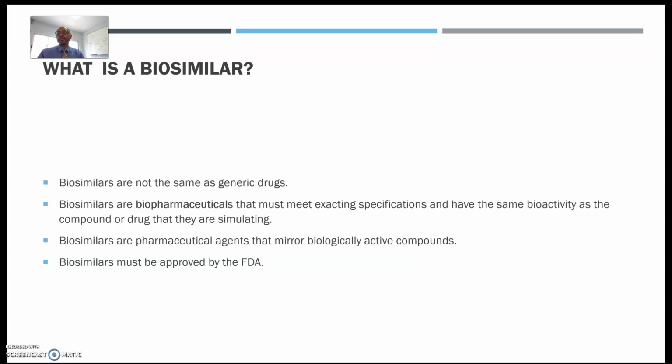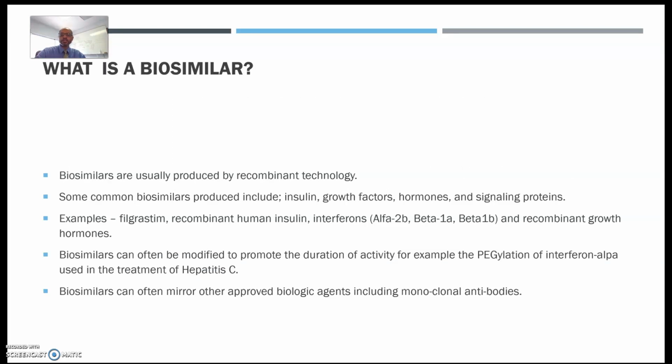Biosimilars are a little bit different. Biosimilars have to correspond to exacting specifications and have the same bioactivity as the drug or compound that they're simulating. So in that way, biosimilars are different because biosimilars actually must mirror the biologically active compounds that they are simulating. And all biosimilars, like all pharmacologic agents, have to be approved by the FDA. So as we discussed, biosimilars are usually produced by recombinant technology.